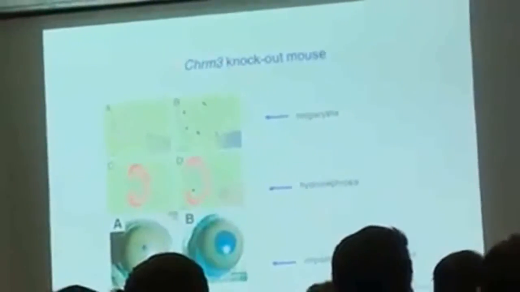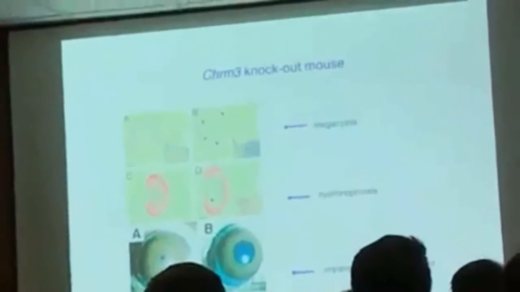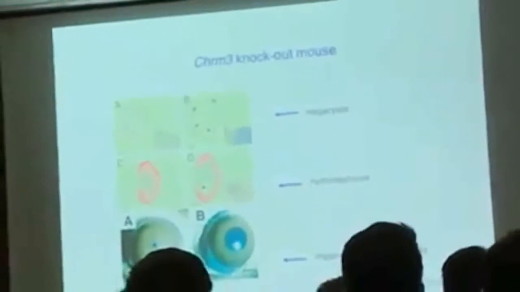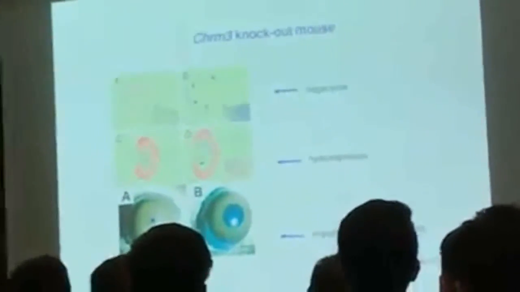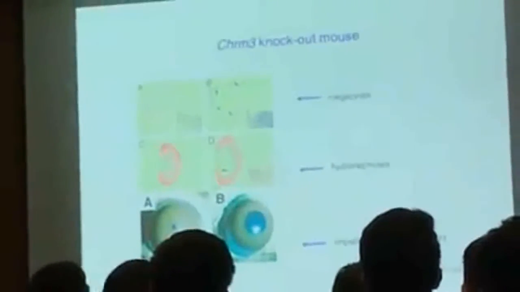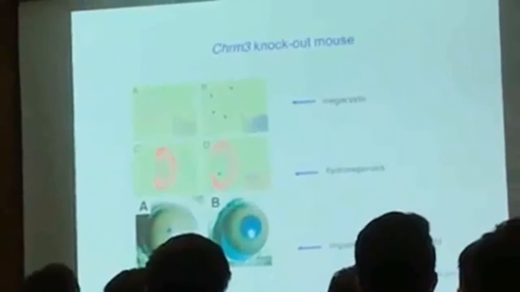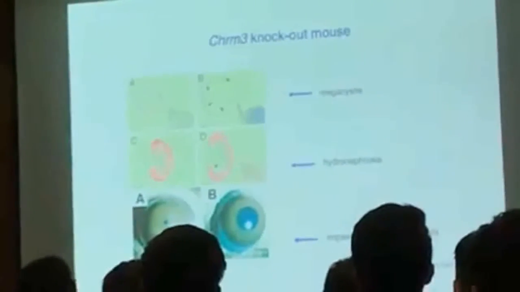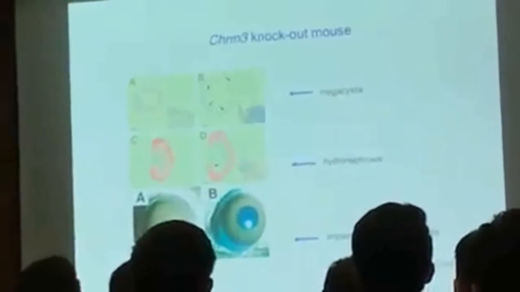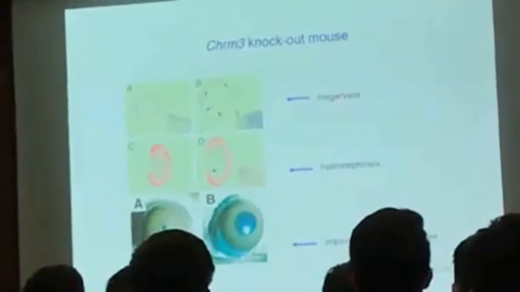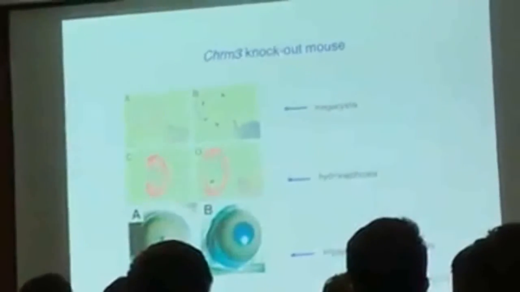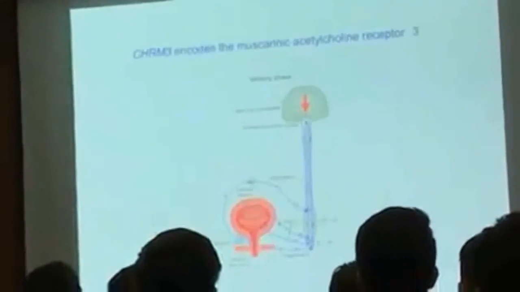Okay, if you knock out the mice, this gene, you can see the megacystis, and you can see also hydronephrosis, and also you can see the impaired eye reaction to light. So this is the paper published 2000 in the PNAS, which is a very, very nice job. So you found some gene, you knock out the mice, then you see the phenotype. It's like in human. If you don't have this gene or you have a mutation, you will have very similar. You got megabladder and hydronephrosis.